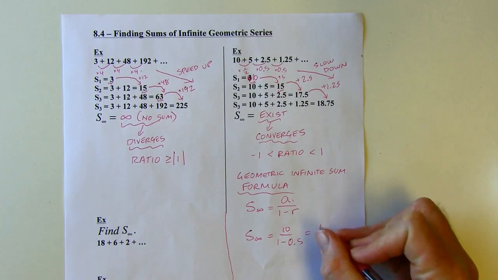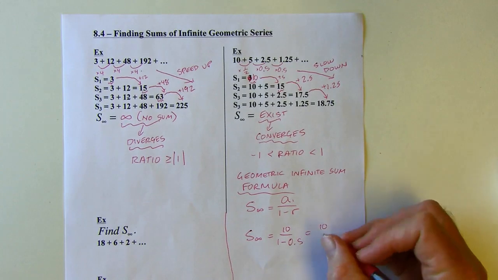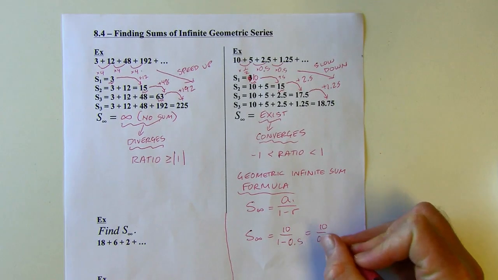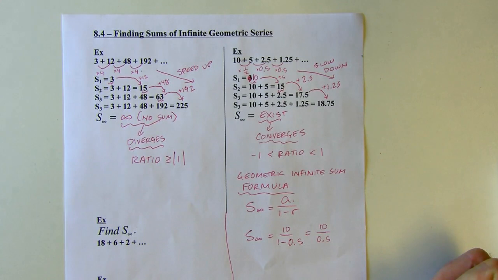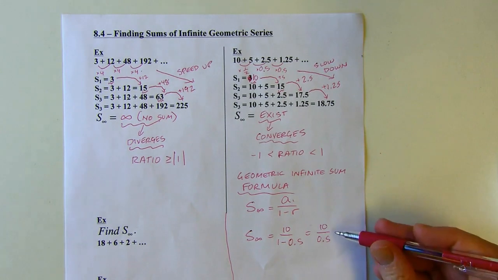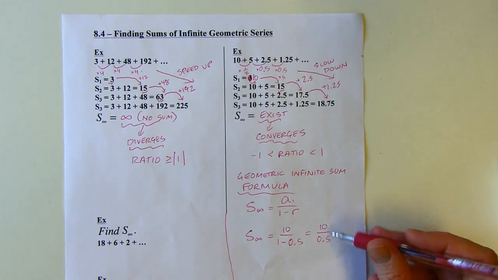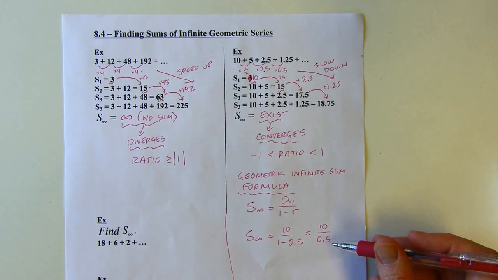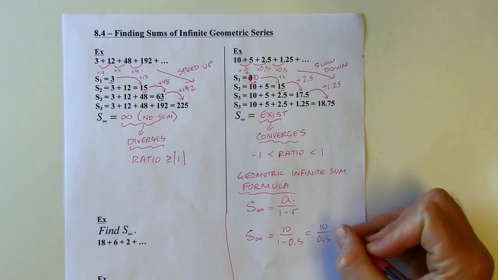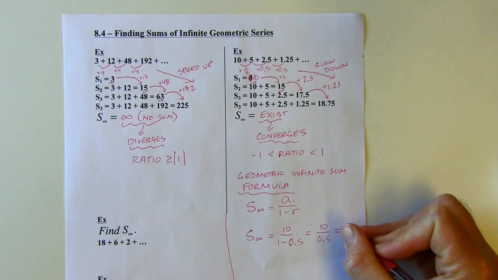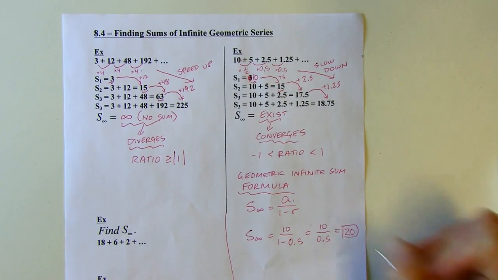Okay, so when I do the subtraction on the bottom, 1 minus 0.5 is 0.5. So I've got 10 divided by 0.5. Well, you can put this into a calculator, but dividing by 1/2 is the same as multiplying by 2, and that means we're going to get an infinite sum of 20.